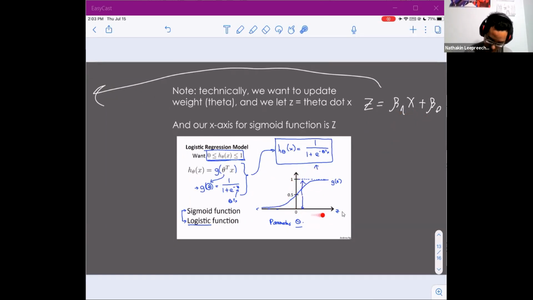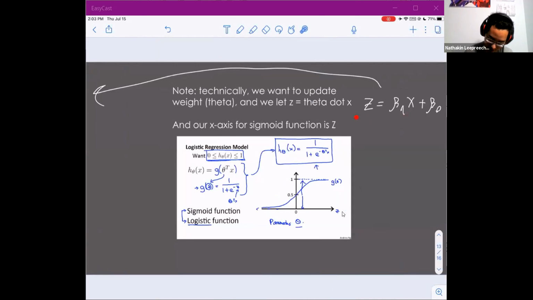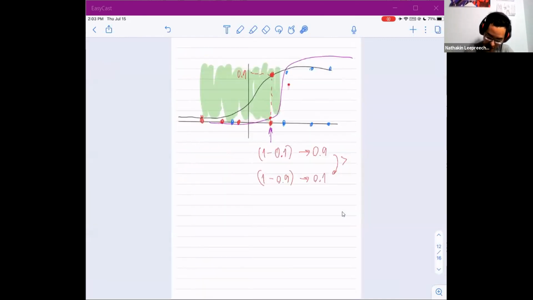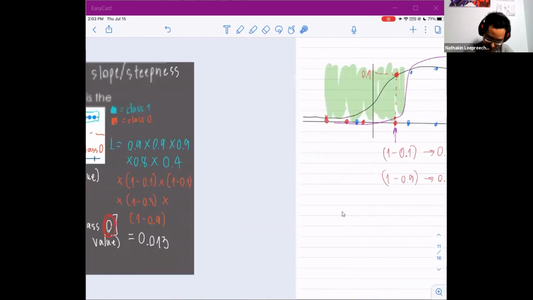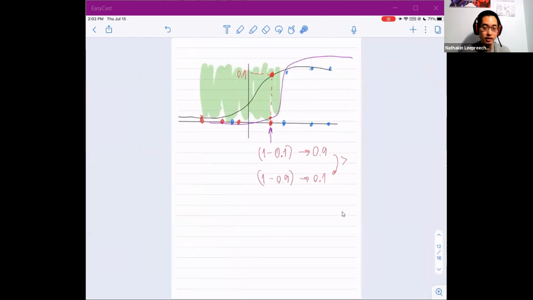So you can also face backward, or you can make the slope go really slowly like that too. Which in turn, if you modify beta 1 and beta 0, you're going to be able to capture the data better, and then you will get the maximum likelihood. And that's going to be something that looks like this.